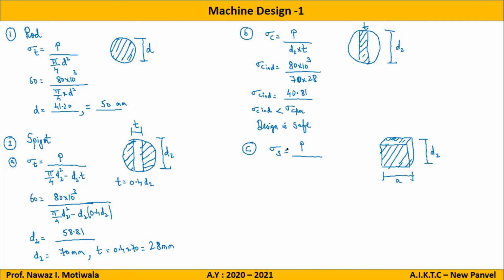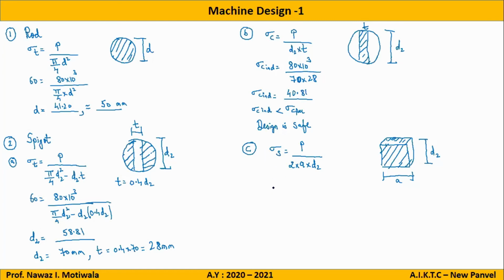Yes, sir. Continue with the sigma s shearing part. What will be the area here? Sir, area of rectangle will be a into d2. Yes, a into d2. And how many sides will shearing occur on? Two sides. So should I multiply it by 2? Yes, that becomes the formula for shearing. Got it? Yes, sir.